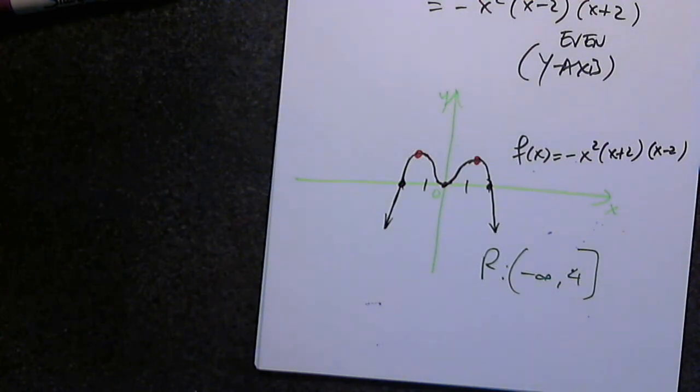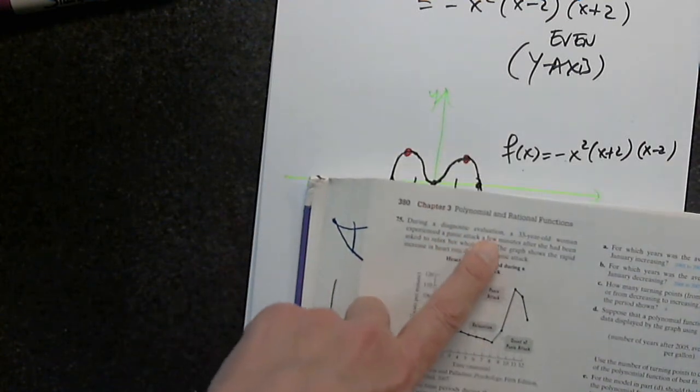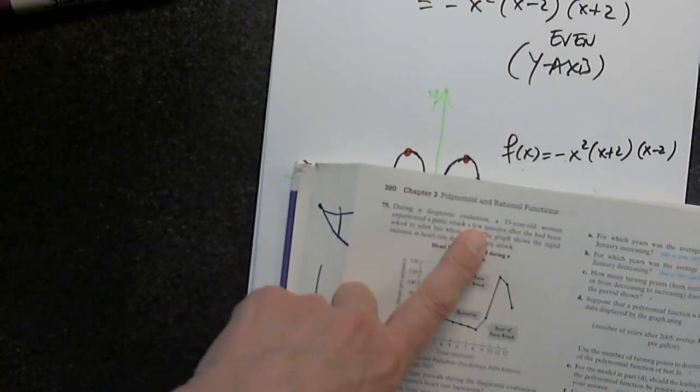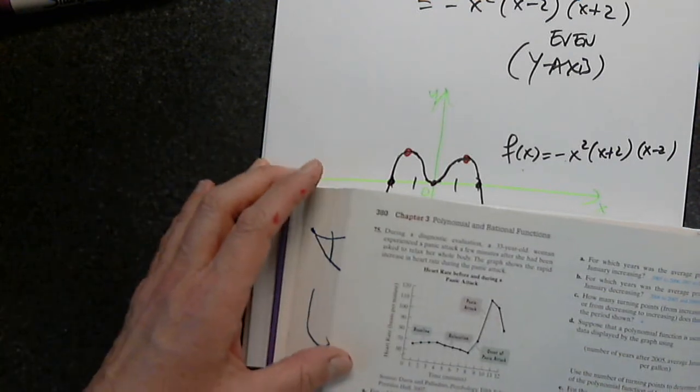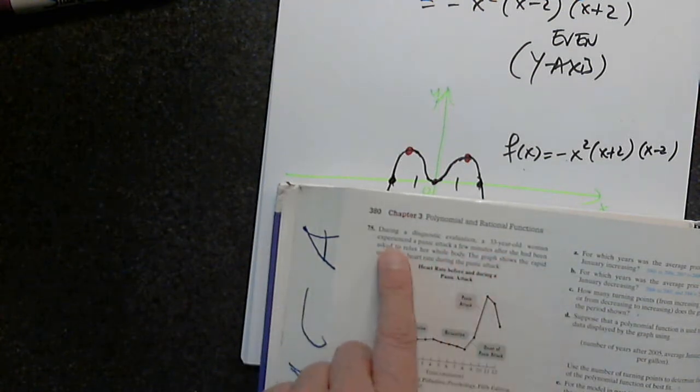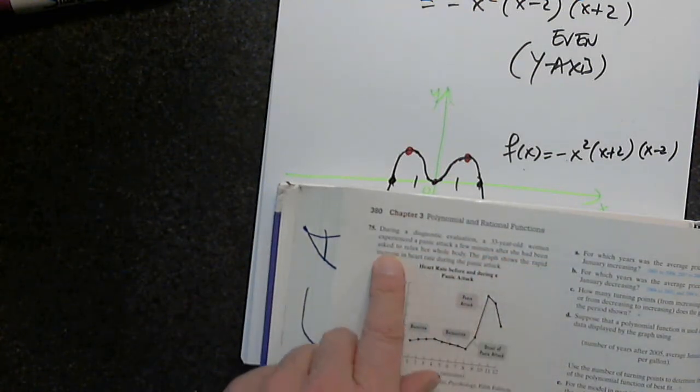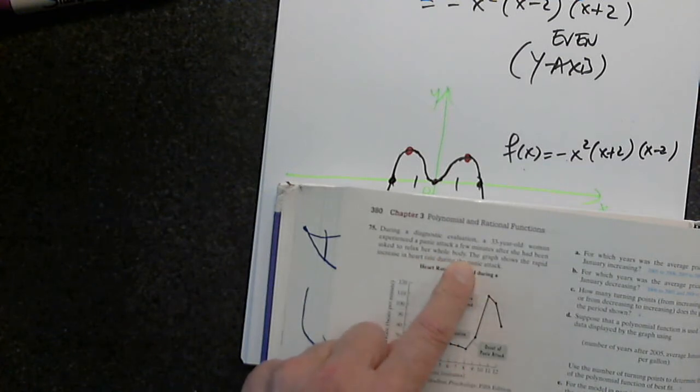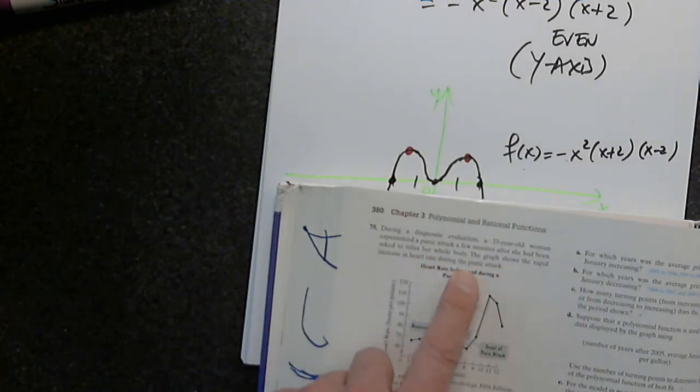So let's look at this word problem. Because I know you want to know where this is applied. So here's an example, and let's read it. Doing a diagnostic evaluation. So health field, which is very popular, wonderful topic. A 33-year-old woman experienced a panic attack a few minutes after she had been asked to relax her whole body. The graph shows the rapid increase in heart rate during the panic attack.